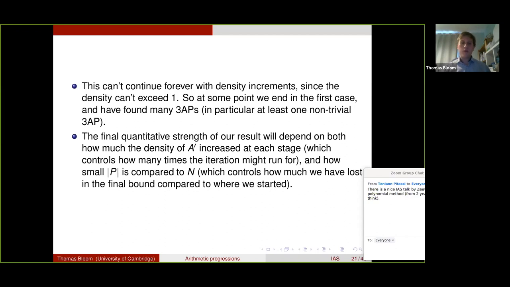And also how much we've lost in the size of our ambient set, the size of our universe, at each stage. Because trivially, if I pass from 1 up to N down to, say, just a progression of length 1, I have massive density of A on some translate of that. But of course, that's essentially useless because the size of my universe has shrunk so much. So we want to make sure that the density of A goes up by something reasonably large, and the size of our universe decreases by something not too small.